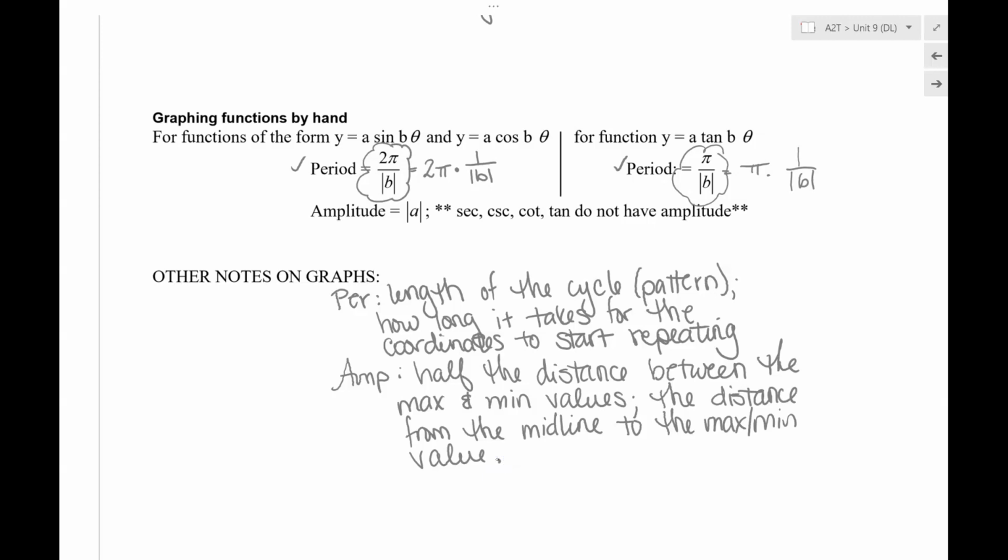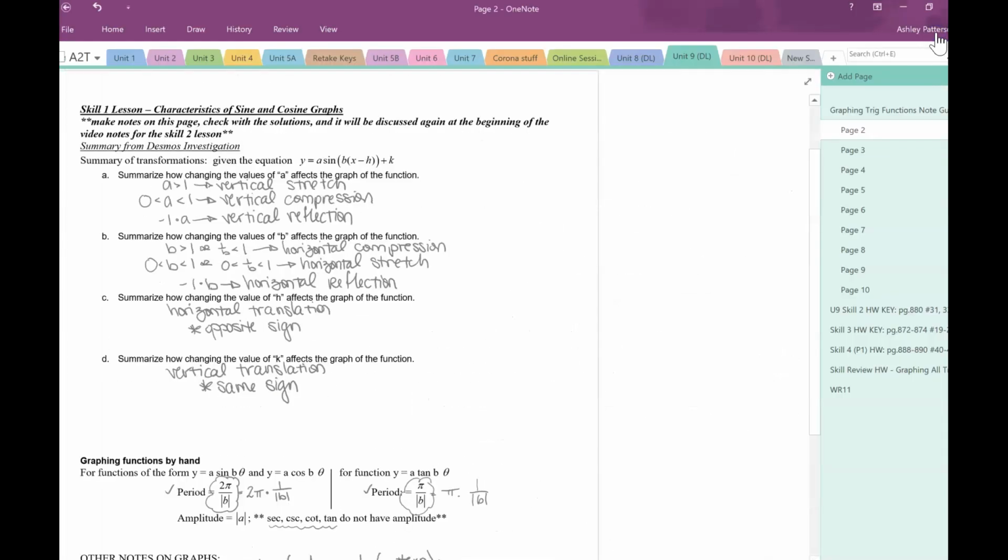And notice it says that secant, cosecant, cotangent, and tangent do not have an amplitude. And that is because they do not have maximum or minimum values. So you can't find half the distance between values that don't exist. You can try. It won't happen. Okay, so period, amplitude, these are new to us. It's very exciting. Let's get to graphing.